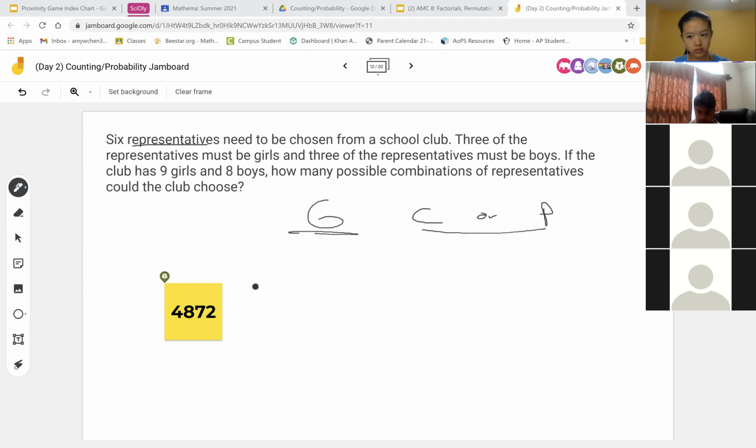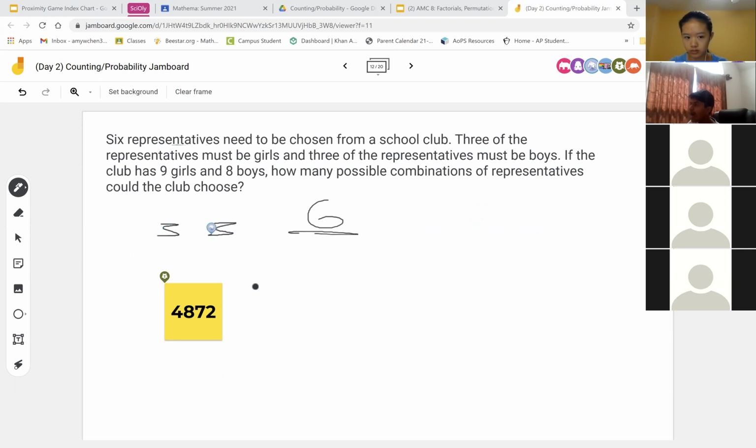Order doesn't matter because they're representatives. They don't have any other titles. So they're all representatives. We don't care if it's A, B, or C, or B, C, or A. It's the same 3 group. So order does not matter. So now we've identified it's a combination problem. So we know that 3 have to be girls and 3 have to be boys.